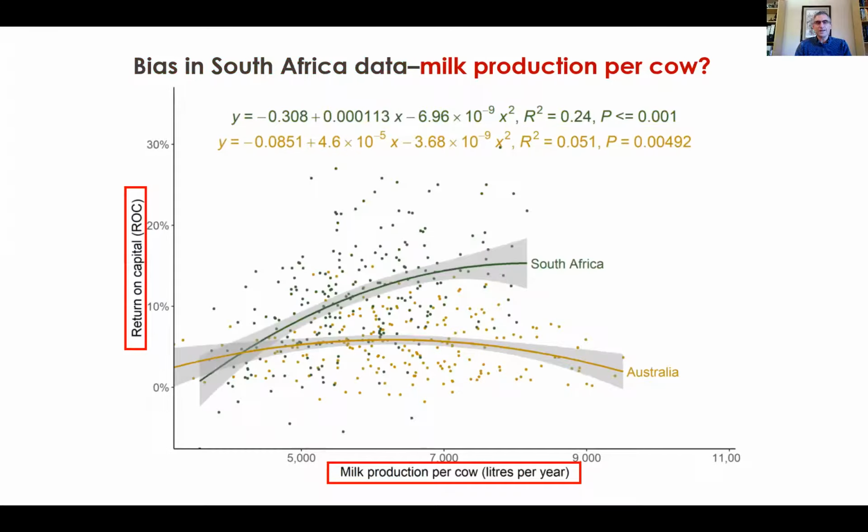I have now overlaid the result from the South African data. Milk production does positively correlate with profit in this data set, and quite strongly. However, it is the Australian data that has been collected on a broader and more independent basis. This still begs the question as to whether South African farmers should specifically target higher milk production per cow through higher feeding of supplements, for instance.